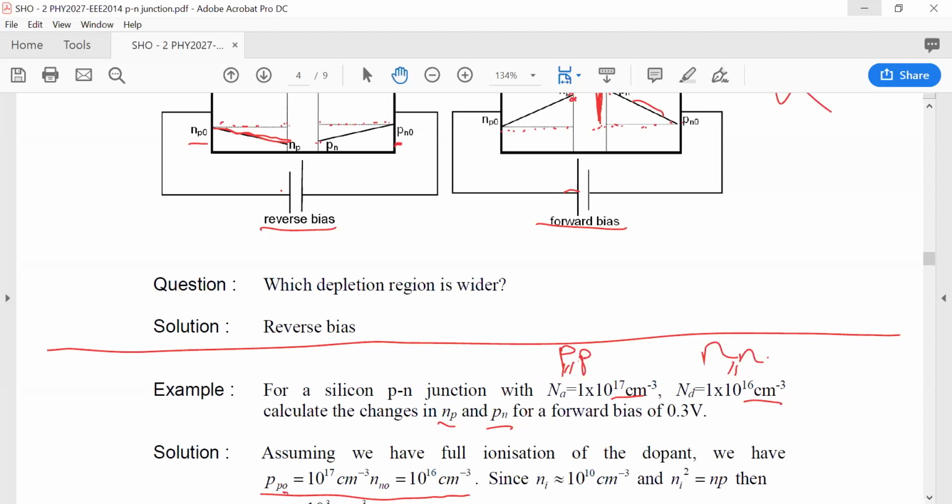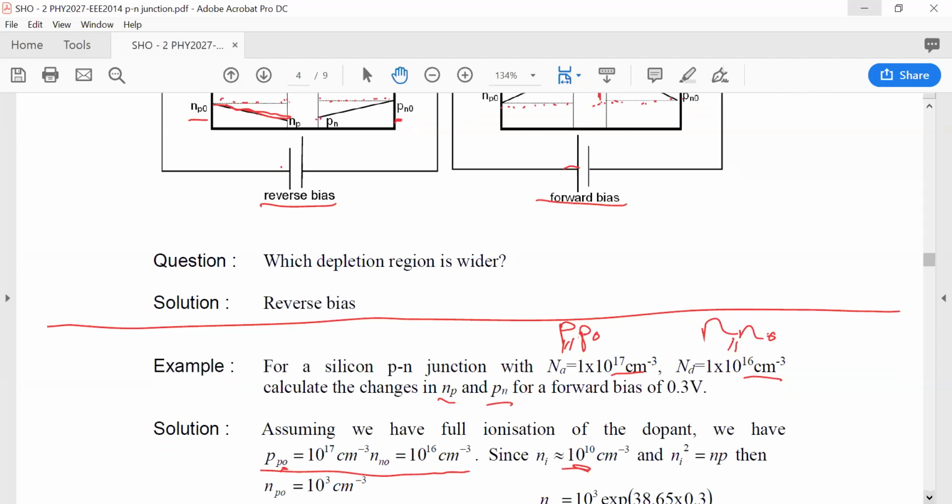And because we're at equilibrium, we've said before that it doesn't actually make a difference, but we'll put the 0 in there just to keep clear. We know that in silicon, the intrinsic carrier concentration is around 10 to the 10 per cubic centimetre. The number of electrons multiplied by the number of holes, in either the n or the p-type side, is equal to a constant related to Ni squared. So we know that Ni squared is around 10 to the 20.